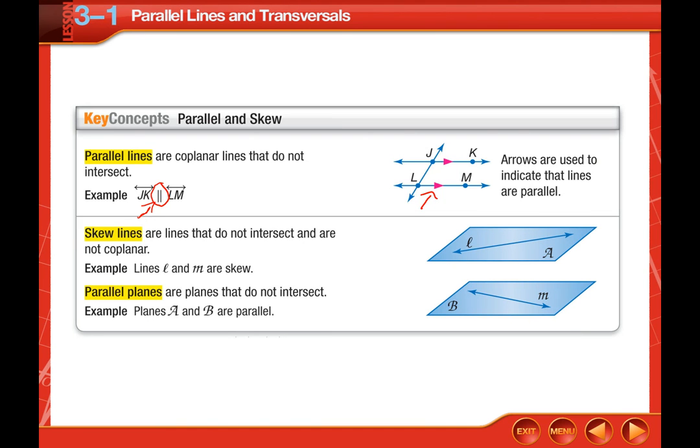Okay, we're also going to learn about skew lines, which are lines that are not intersecting, but they are not coplanar. Okay, in the example here, L and M are skew. And of course, parallel planes like parallel lines are not intersecting and remain the same distance apart.